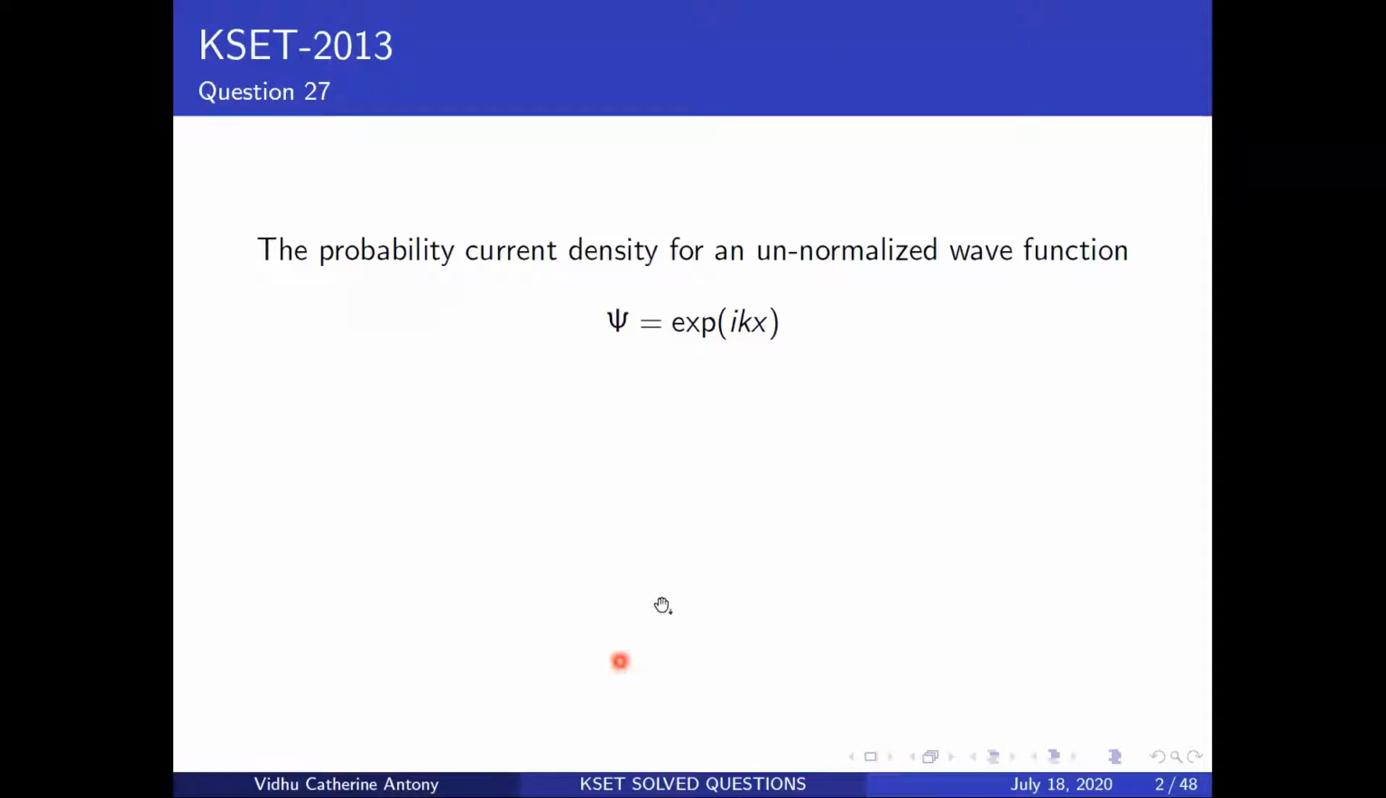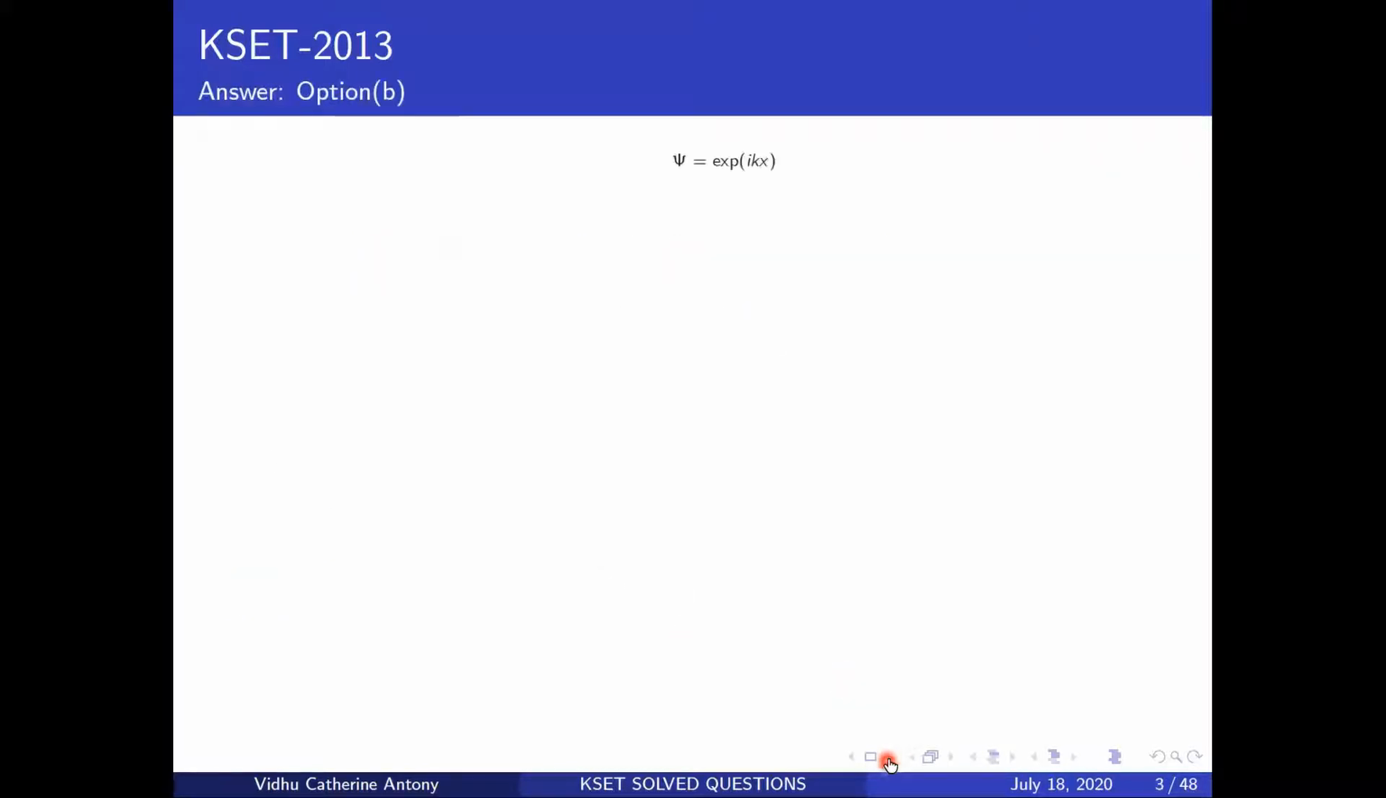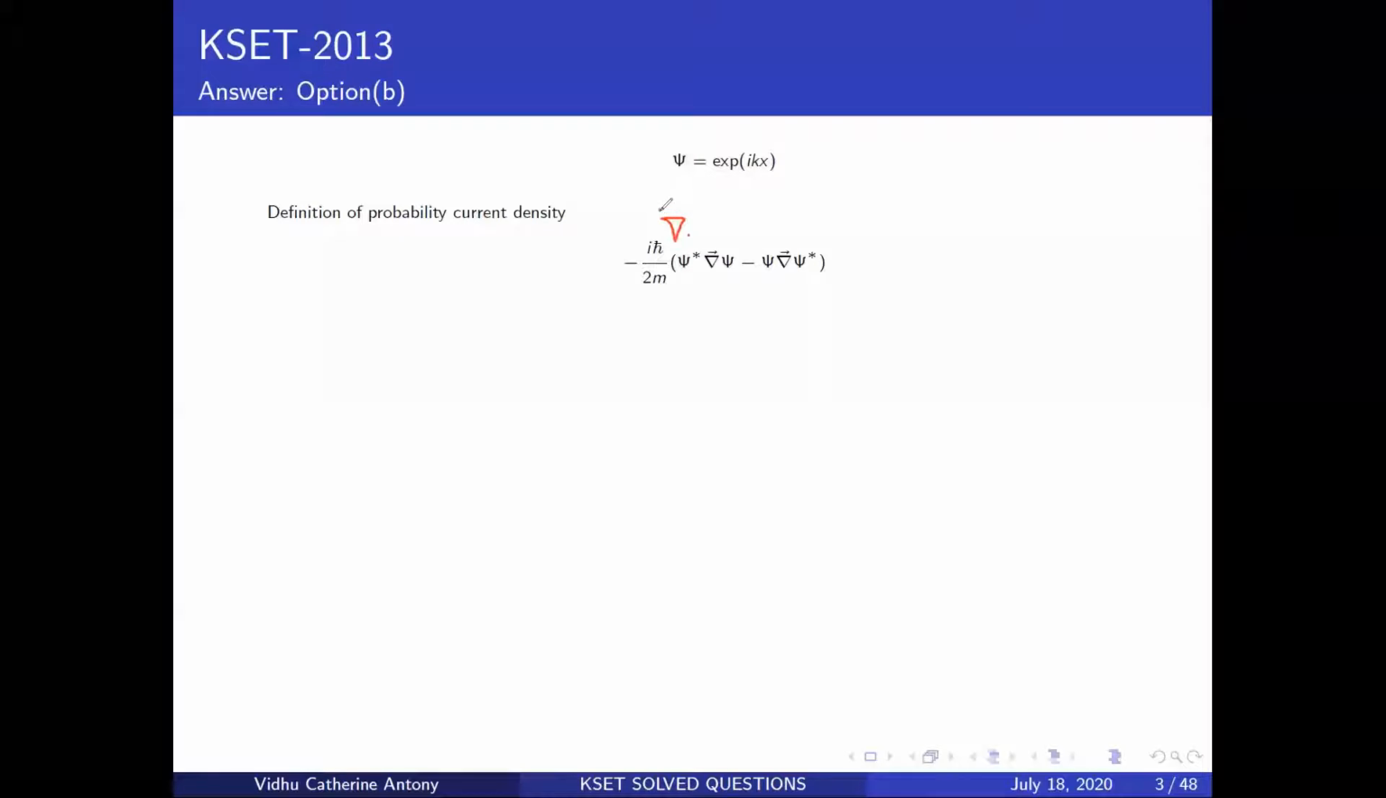Okay. So I think I discussed this in the second lecture. The probability current density for an unnormalized wave function psi is equal to exponential of i kx. So the answer wasn't 0 actually. The answer is supposed to be B. Okay, so I will look at this and I will tell you what I made. I think last time I made a mistake in this. I put a del, I took a divergence of this whole term. So that's not there. It's just the gradient of these functions that are there.